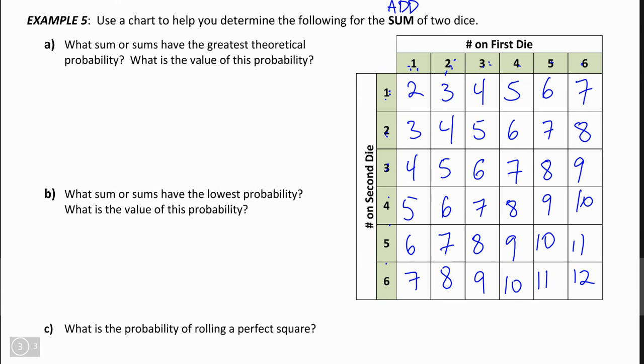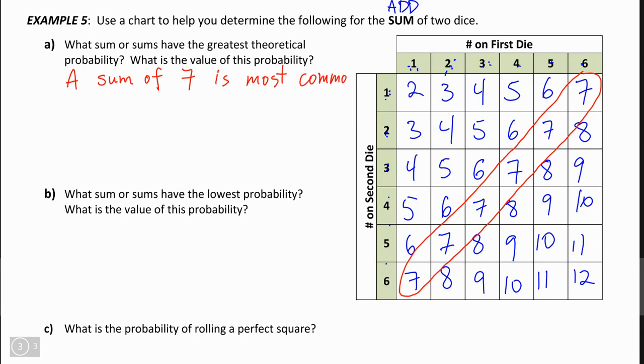All right, let's go down to our question. So what is the sum, part A? What is the sum or sums that have the greatest theoretical probability? What is the value of this probability? So what's the sum that you can get most often? Well, it turns out the one you can get most often is the 7. Why? Because there are 6 ways to roll a 7. So I'm going to say here a sum of 7 is most common.